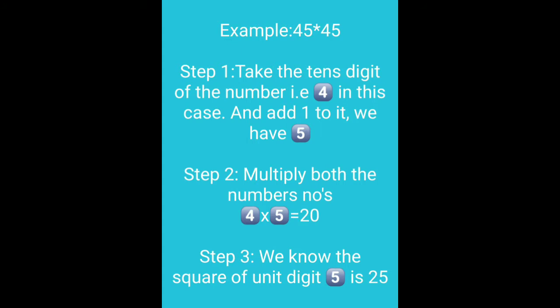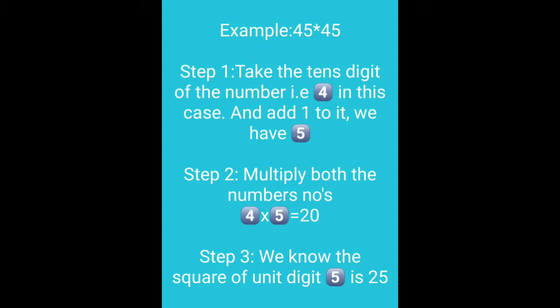Here in 45, 5 is the ones digit and 4 is the tens digit. 5 is in the ones place and 4 is in the tens place. In step 1, we have to take the tens digit, that is 4 in this case, and add 1 to it. So we get 5 as a number.